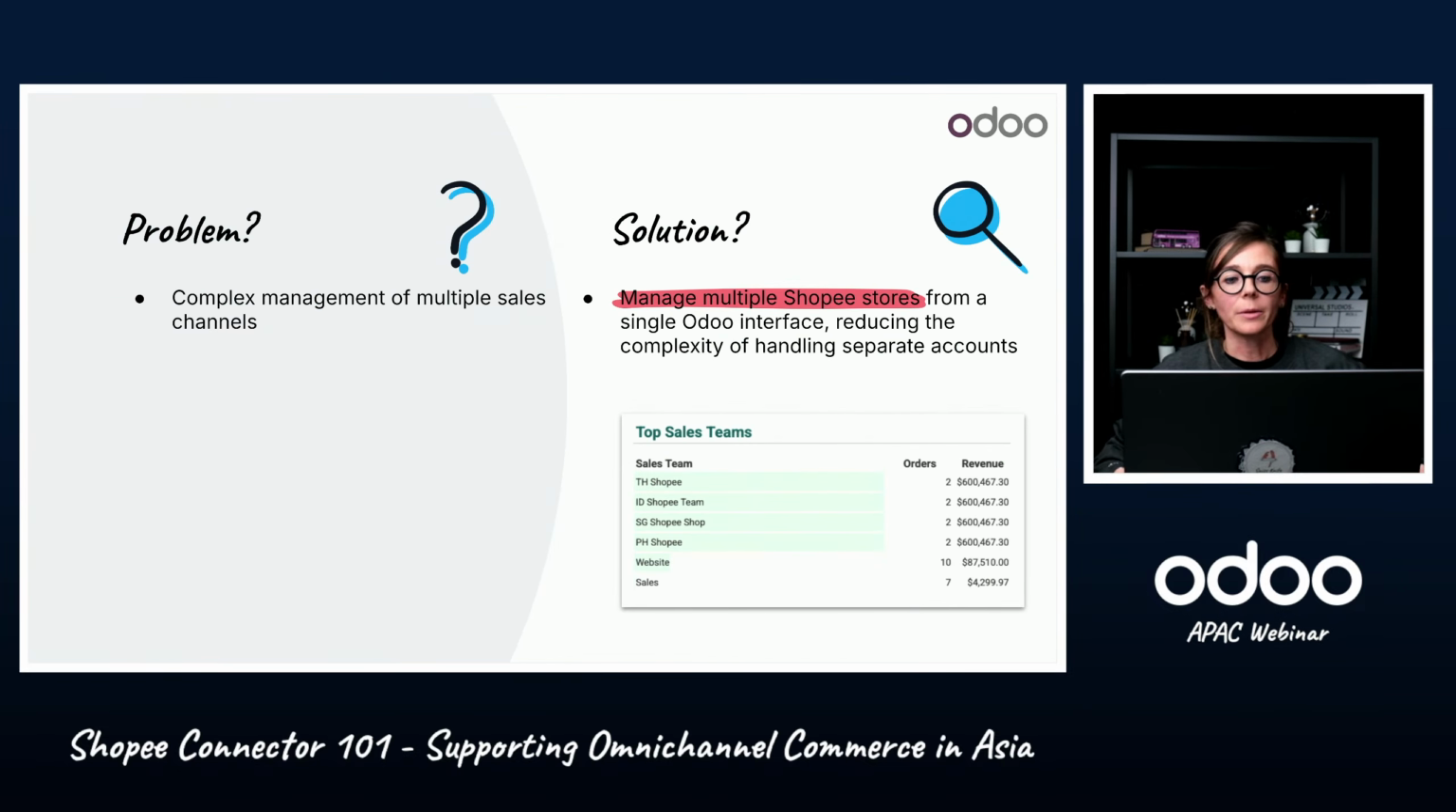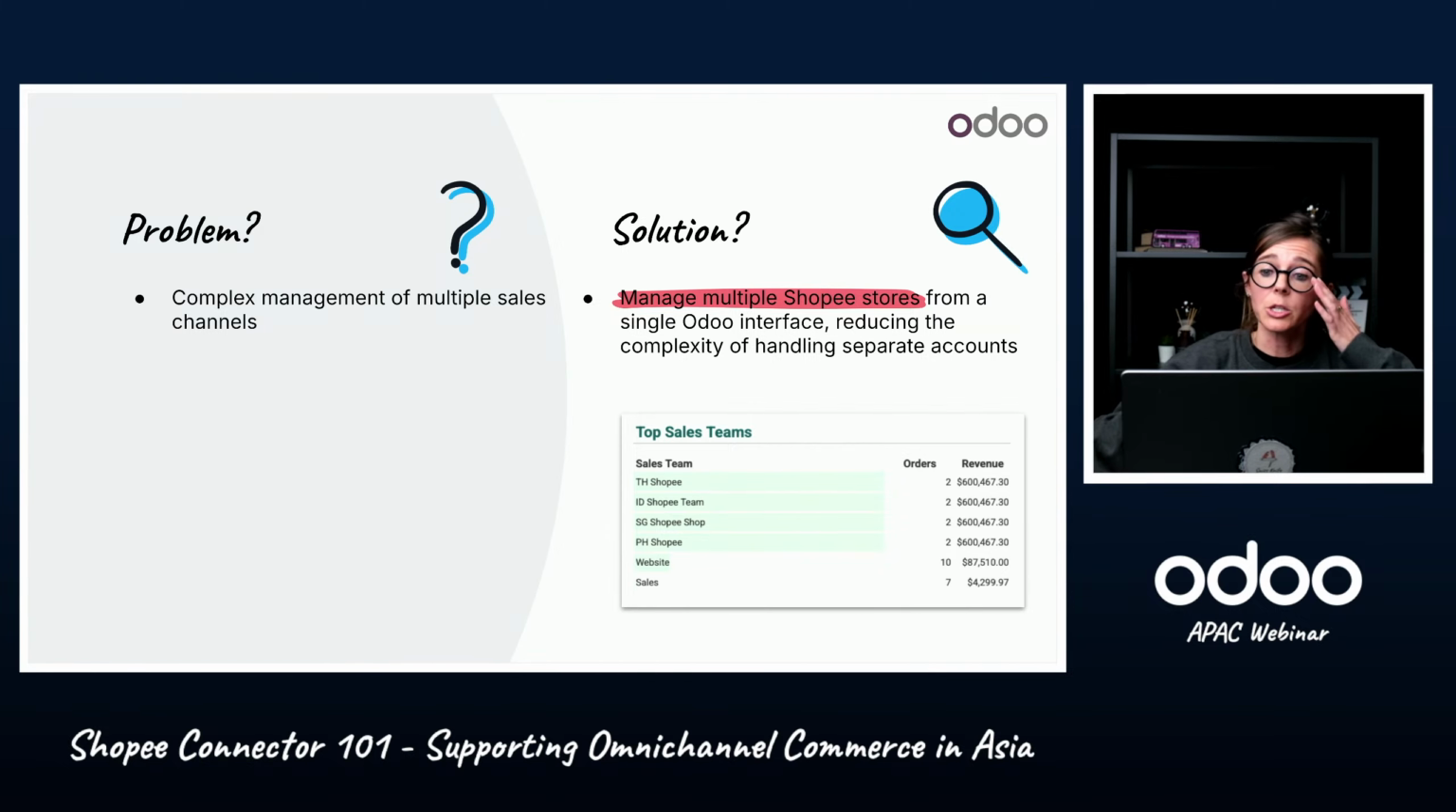The first one, a pain point that we identified with our clients, is the complex management of multiple sales channels. Imagine you have a Shopee store and an e-commerce site, but you also do B2B sales, so you need to create some quotations. Now in Odoo, it's possible to have your Shopee store synchronized with your B2B sales and your e-commerce. Every single sale will be fetched back into the Odoo Sales app.